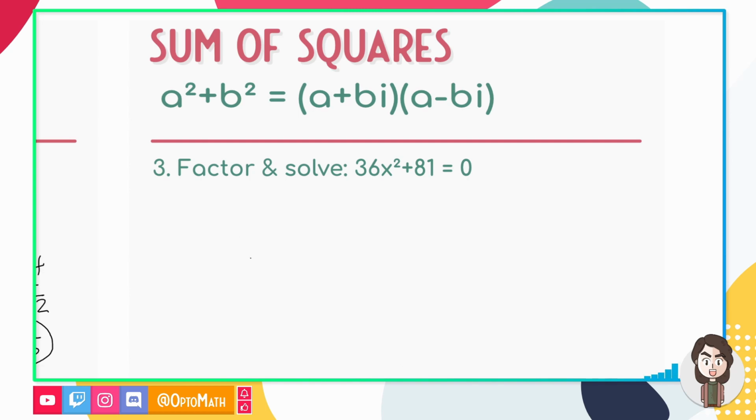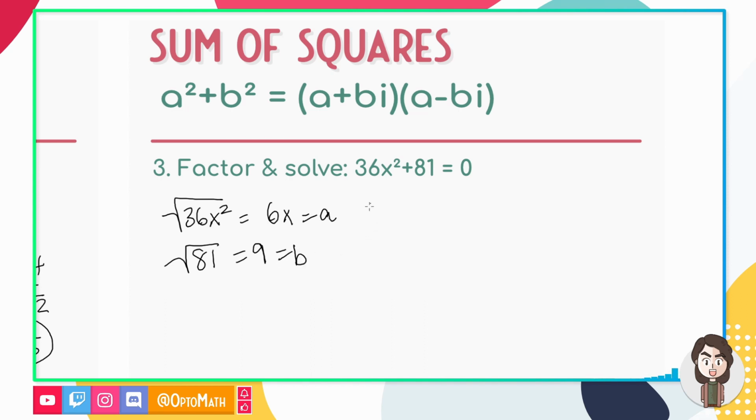Next, we have sum of squares. There's a really great Khan Academy video describing why this pattern works. Let's just go ahead and apply it though. Very similar to the difference of squares, but we have a sum instead, and we have bi instead of just b. So finding our first term here, we'll take the square root of our first term for a, and the square root of our last term for our b.